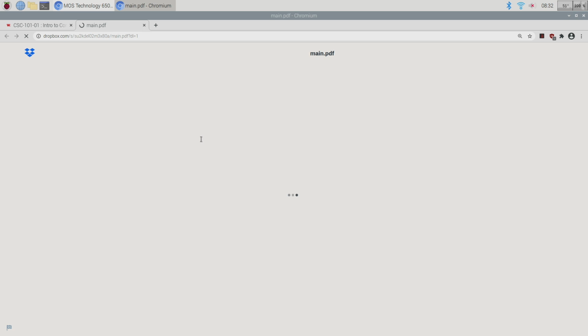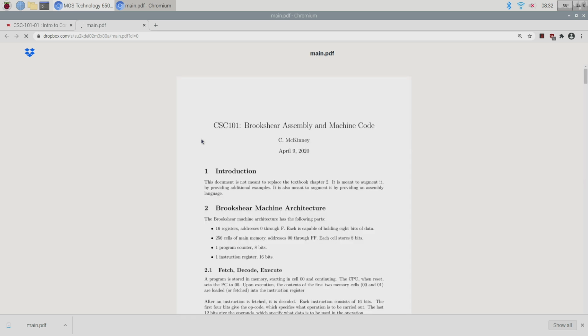What I'm basically going to load here is the instruction set for this thing. So, what kind of instructions would you want a computer to be able to do?